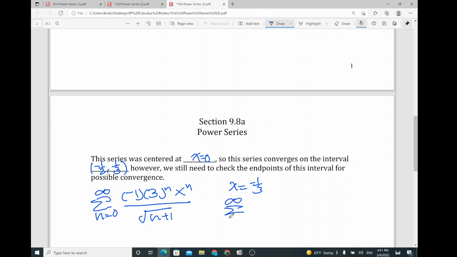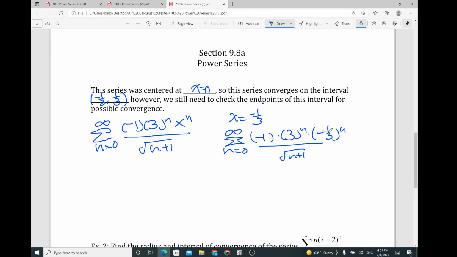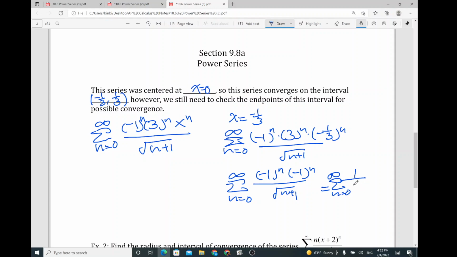So we got sigma n equals 0, (-1) to the power of n, 3 to the power of n times (-1/3) to the power of n, all over square root of n plus 1. For the properties of exponents, this one is under the same power, so 3 times -1/3 gives me (-1) to the power of n. So what's left here? Basically, -1 times -1 to the power of n is 1 to the power of n, so that's 1 over (n plus 1) to the power of 1/2.